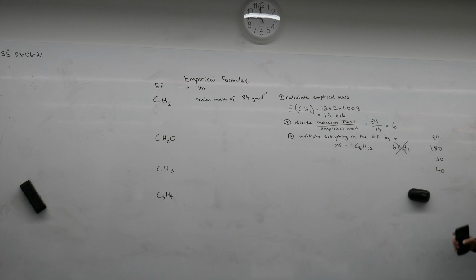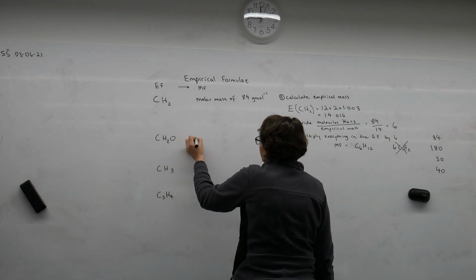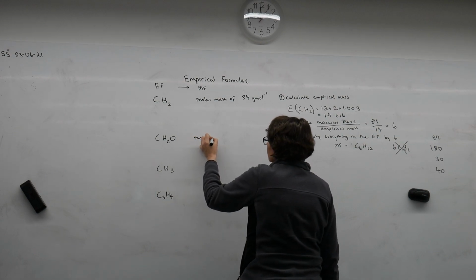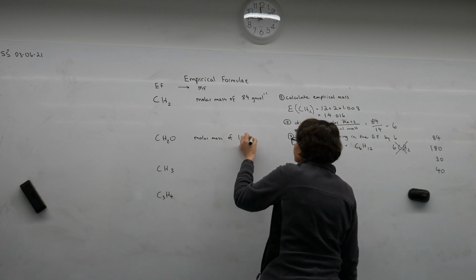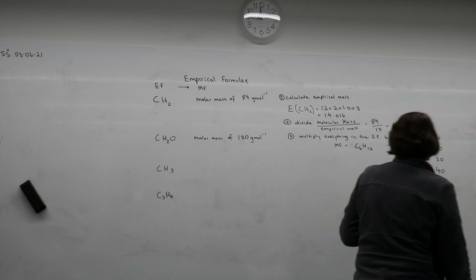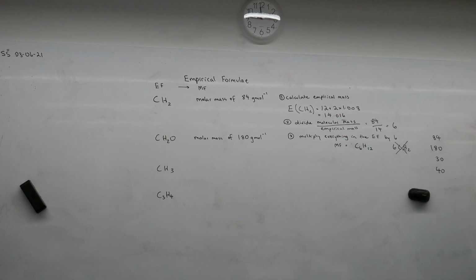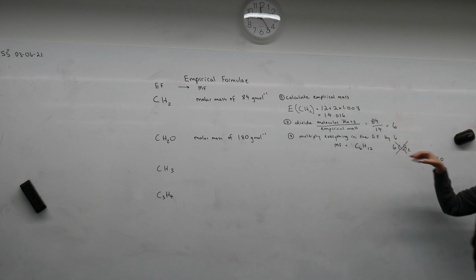So if we use that process then, and I tell you that the molar mass of this molecule is 180, can you tell me what the molecular formula for the second one is? If you just use those 3 steps.